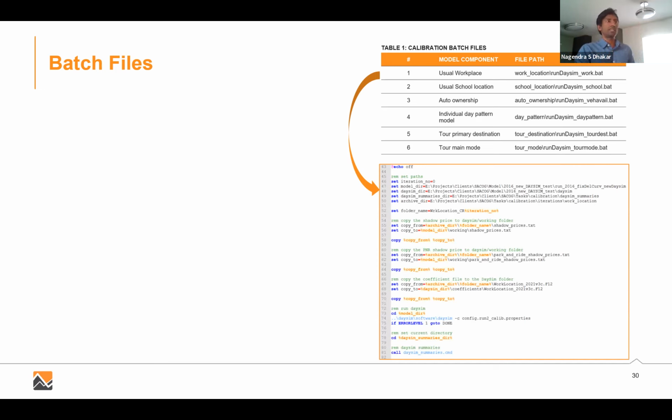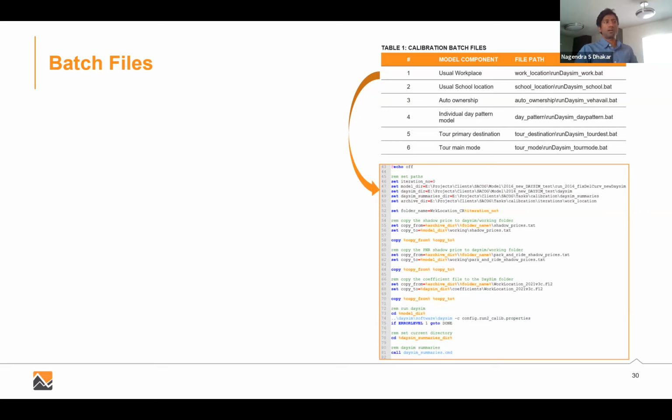I haven't shown it here, but when you look at the batch file, everything that is part of the batch file is basically described in the beginning, so that if you are confused about a few things, you can always look at the batch file and read about it. But typically, in the beginning you have the different paths that you need to set for your calibration. That includes the directory of your model setup, then you also need to specify your DaySim directory within that, where your DaySim summaries tool is located, and where you want to store all your iteration related files, which is the archive directory.